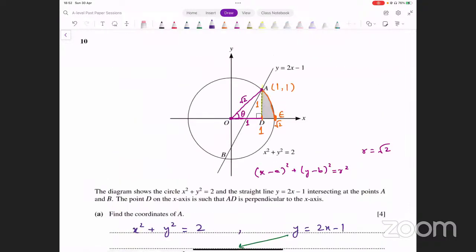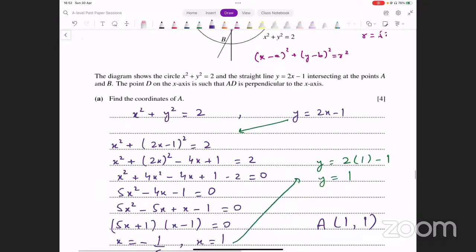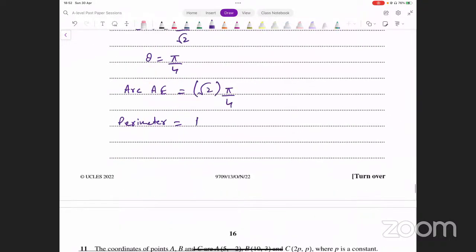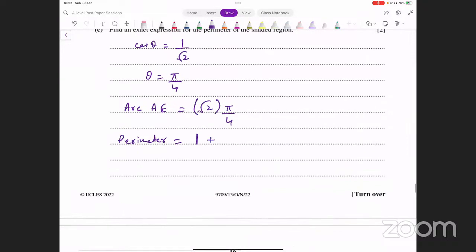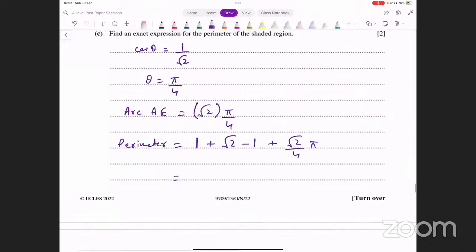AD is 1. Horizontal length is square root of 2 minus 1. Let's do that. So we have 1 as the vertical length plus square root of 2 minus 1 जो horizontal length थी plus the arc length which is square root of 2 over 4 times pi. आपको exact answer चाहिए तो उसको exact form में रहने देना है. ये आपके पास आ जाएगा square root of 2 plus square root of 2 over 4 times pi. ठीक है, इसको यहाँ पे simplify करके लिख देते हैं. That's square root of 2 plus square root of 2 over 4 times pi. And that's your final answer here. ठीक है, exact form में decimals में नहीं convert करना है इसको.